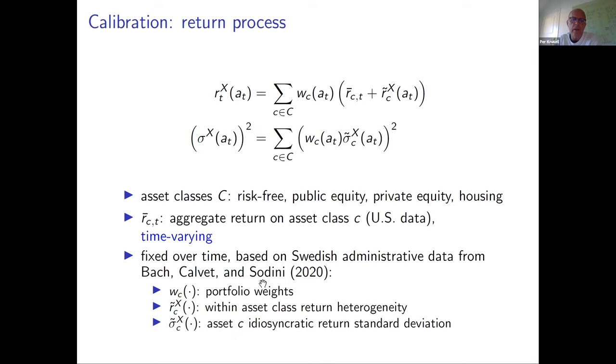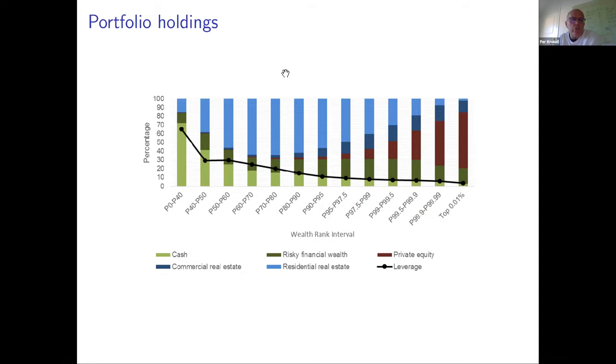And this is how it looks, one version of it. I guess their paper is published now, eventually in 2020 in AR. So you see the blue stuff here is real estate, and real estate is big in the middle of the percentiles. Cash, huge, and then falling. Dark green, risky financial wealth, which includes the stock market. There are a few other categories, but private equity is enormous at the top. That's the brown. Okay, there's something about leverage. So you see the very systematic facts here on how portfolios differ in wealth.